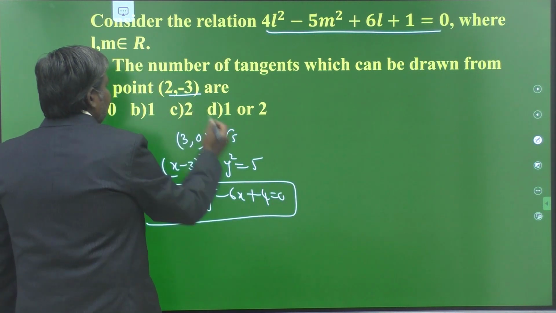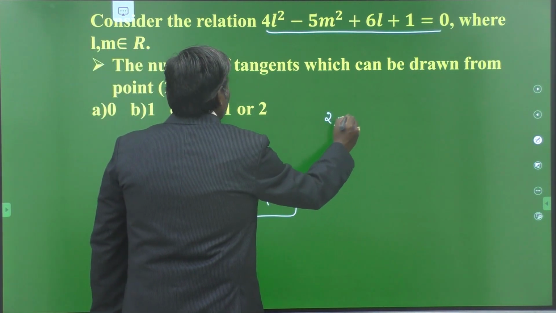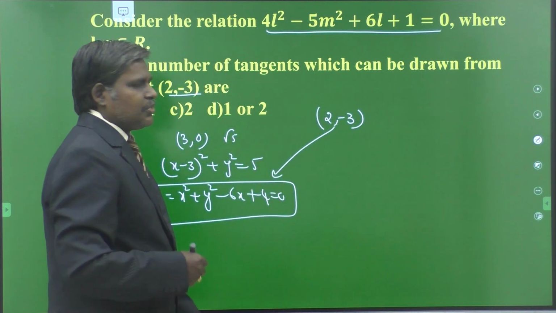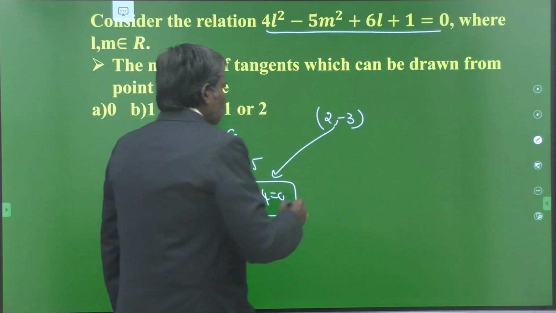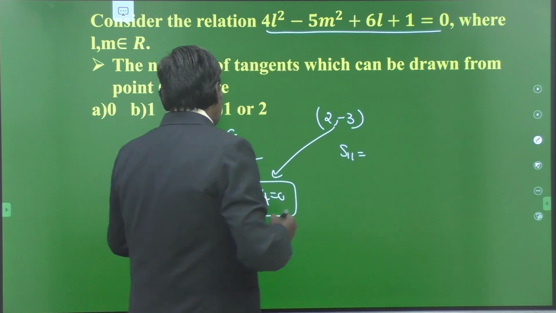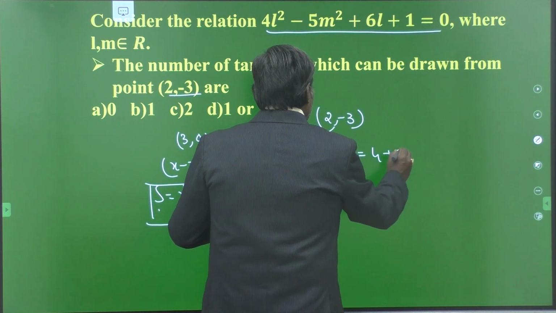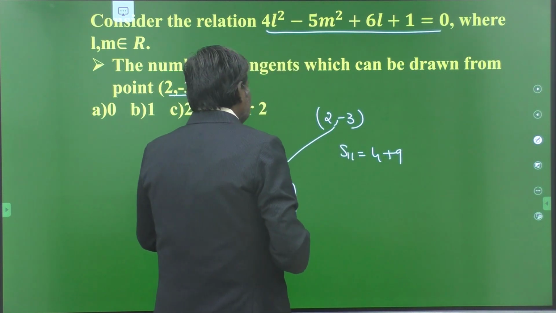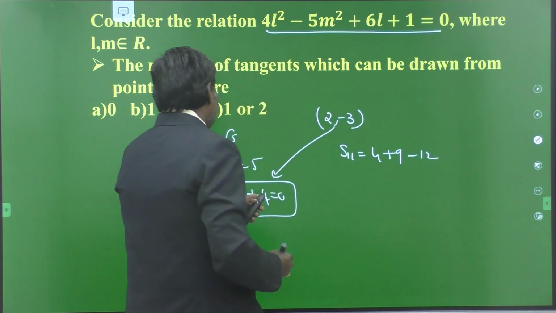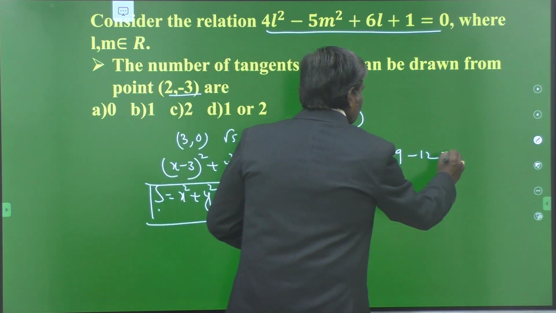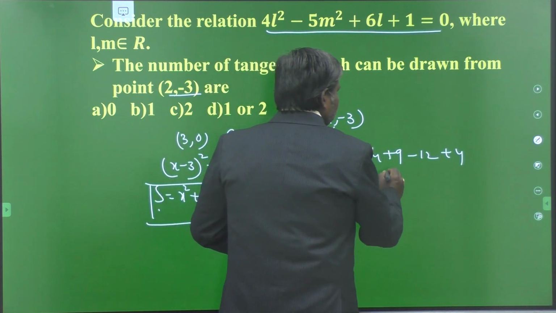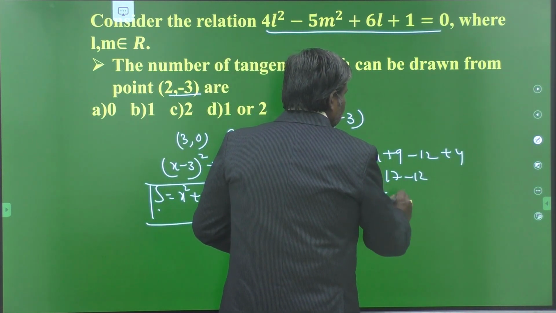So this is the point. What is the point? (2, -3) is the point. You just substitute the point in the circle equation. We obtain S11. So what is my S11? S11 is equal to 2 square, that is 4, plus 9. Again you have minus 6 into 2, that is minus 12. Next what? Plus 4 is there. So 8 plus 9, 17. 17 minus 12, this is 5.